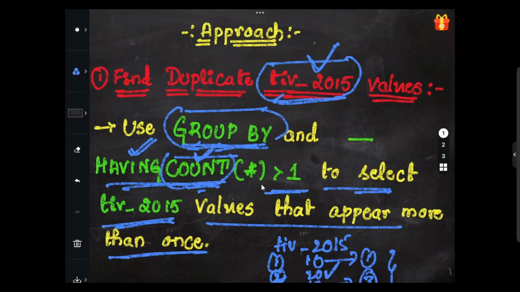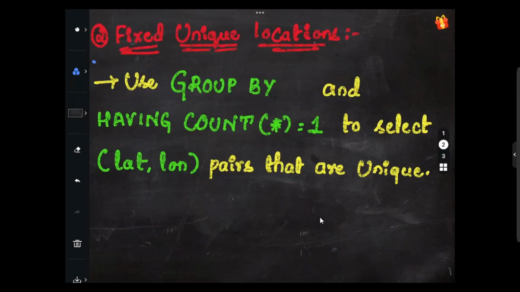So that is the reason we considered 1, 3, and 4. Here we'll be making use of group by and having count of star greater than 1. Why? Because we have to select TIV_2015 values, this one column I'm speaking of, that appear more than once. I hope this is clear. Let's move on.